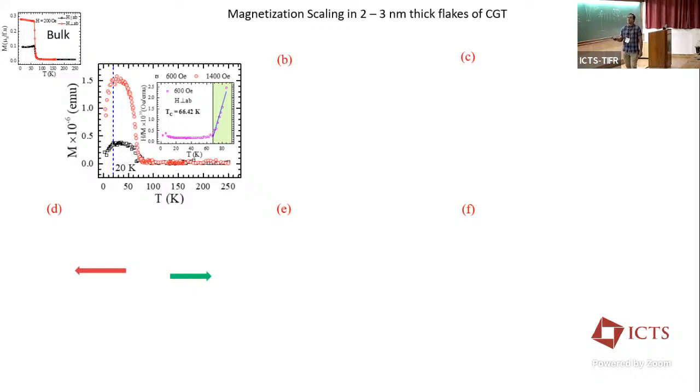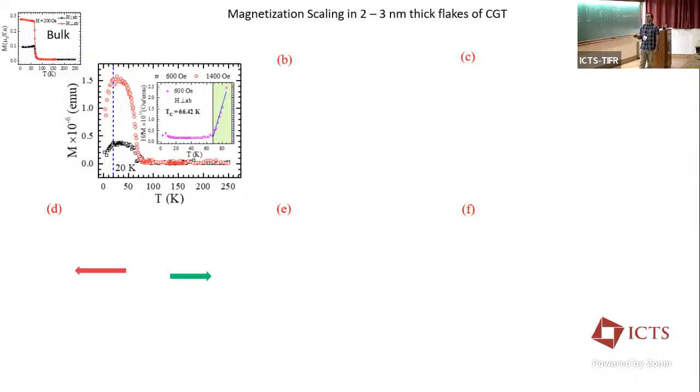What we find in the 2D layers of CGT is that below the ordering temperature, below 67 Kelvin, the signal goes up, but then there is another downturn. At 20 Kelvin, there seems to be something else which is happening in this system. So this is where we will discuss what happens in these 2D layers of CGT.